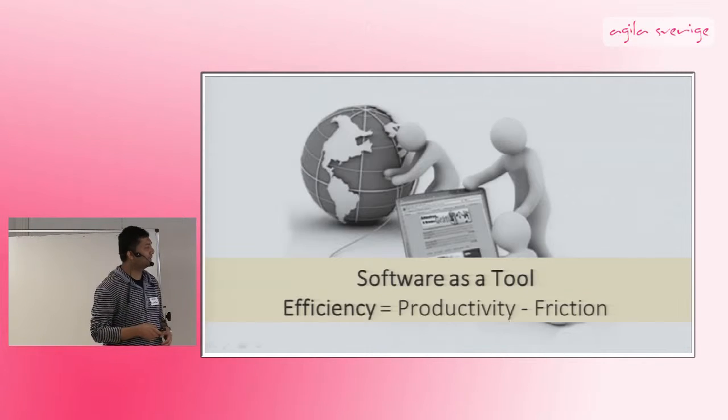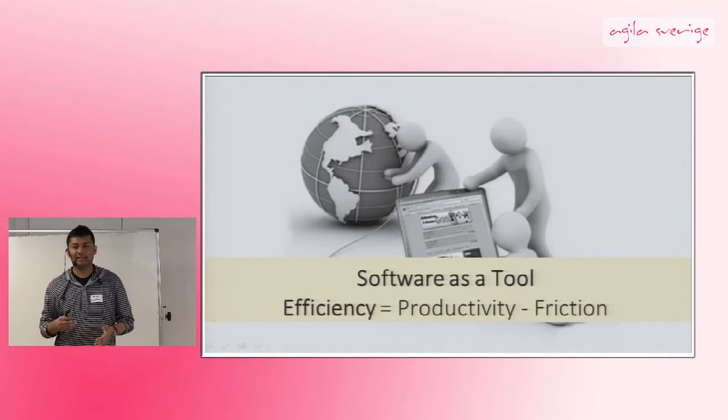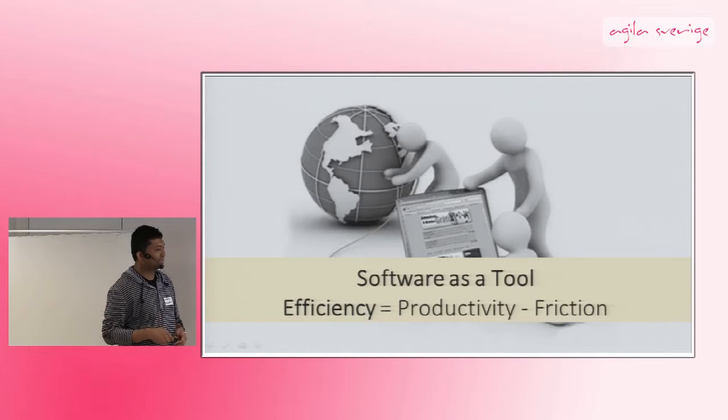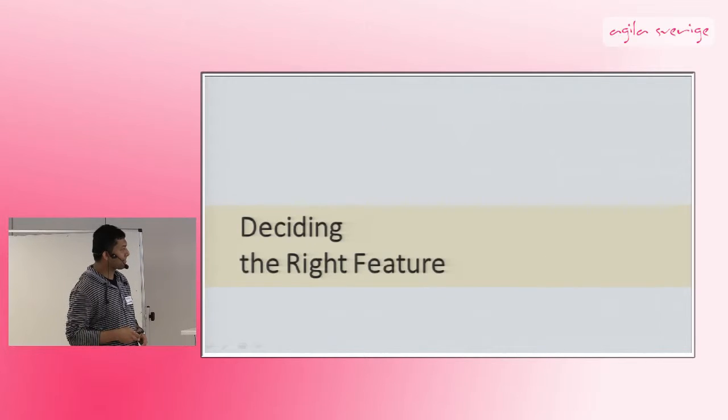So thinking about productivity and friction, when you use a software tool, you probably inherently get productivity because of the computing power you have, unless you really mess it up. But then the problem of friction still remains when you have lots of features.